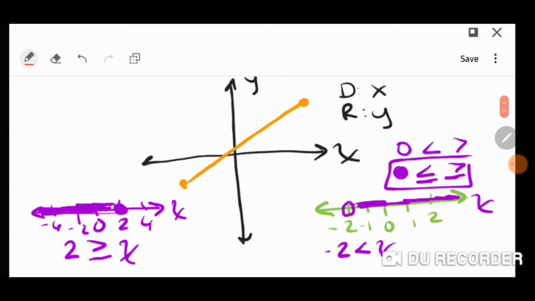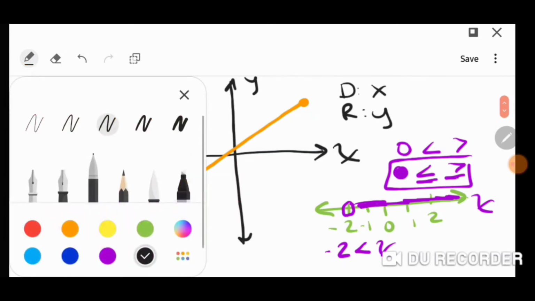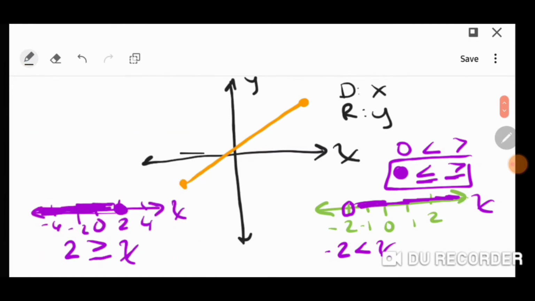So I want to figure out what is my domain and what is my range. So let's say my domain, which is my X. Let's say this X value here is -4 and this X value here is 5. Let's say my Y value here would be 3 and my Y value here would be -3.